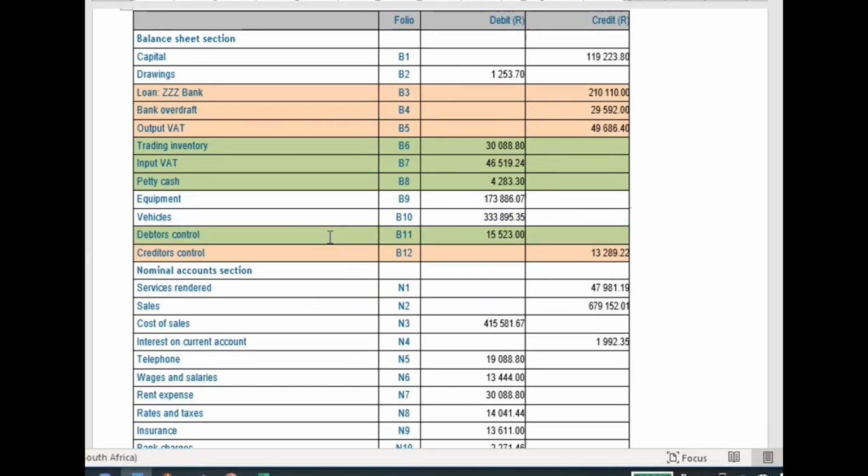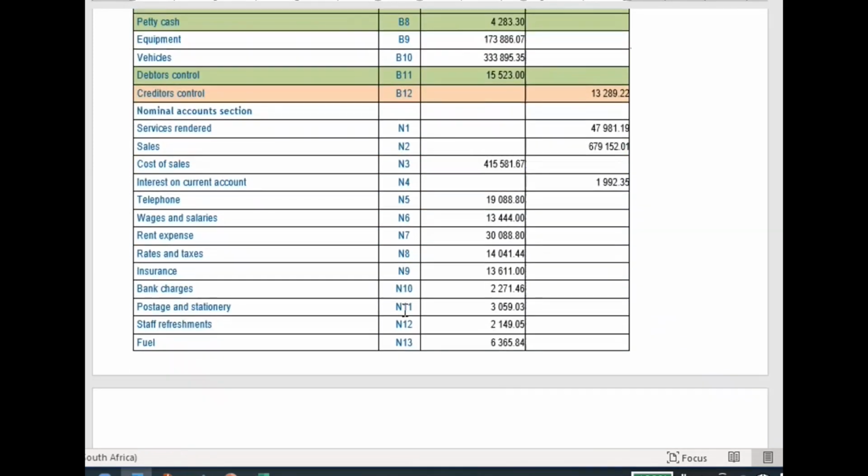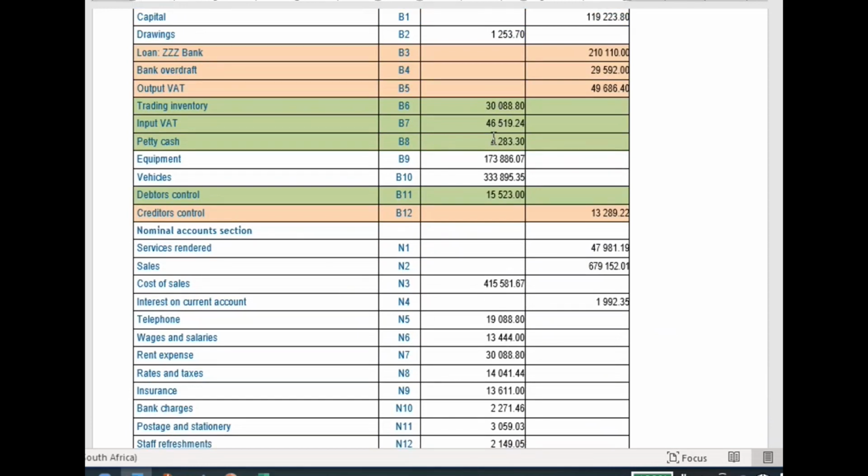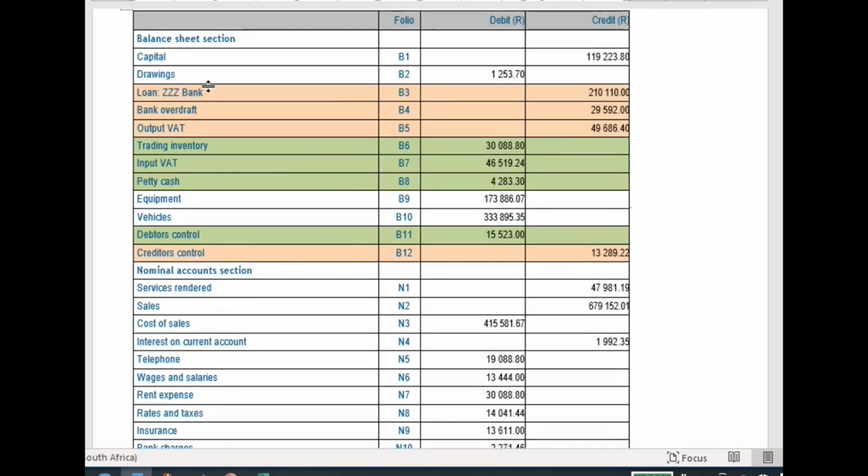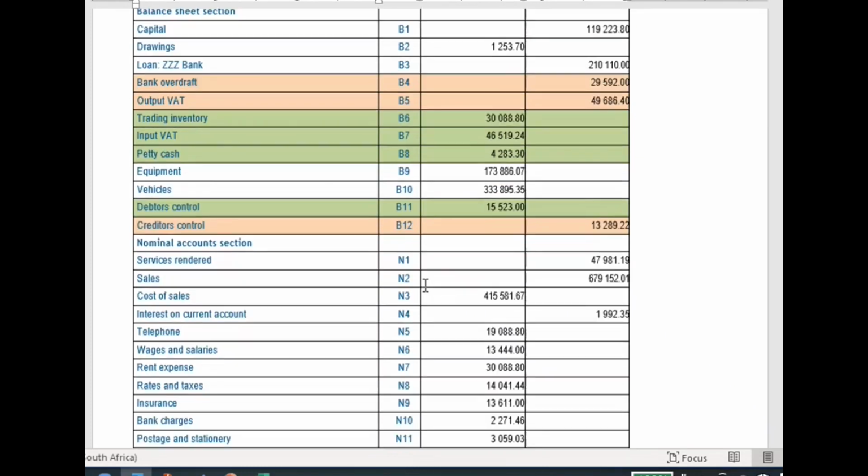So now I'm saying to myself, as far as I can see on this sheet of accounts that I've been provided, there are only 1, 2, 3, 4 current assets being listed. Now, what about our current liabilities? We have a loan from ZZ Bank. It's not telling us that any of that is due in the year, so we're going to treat it as non-current. Bank overdraft is a current liability. Output VAT is a current liability. Creditors control is a current liability.